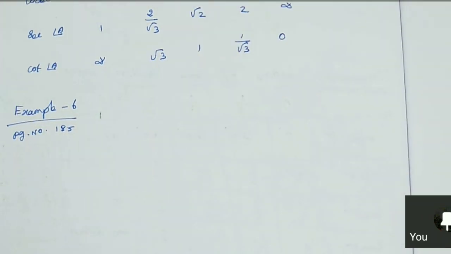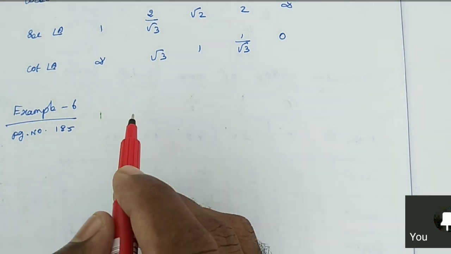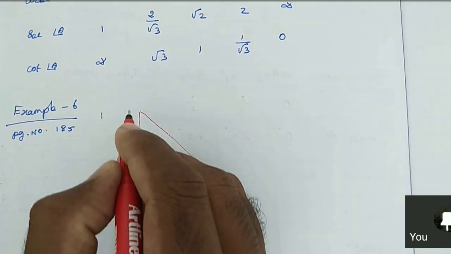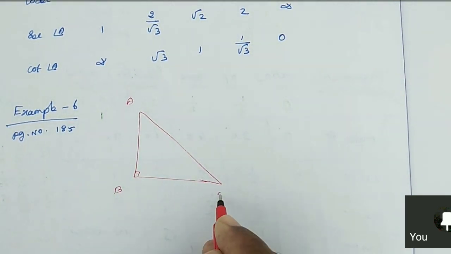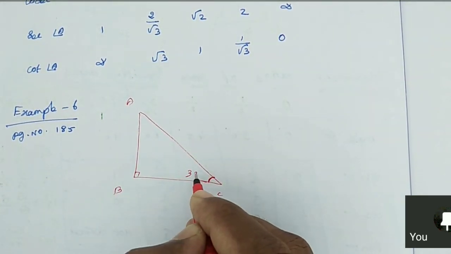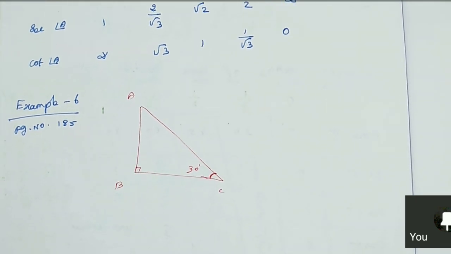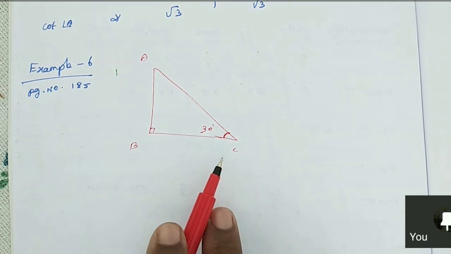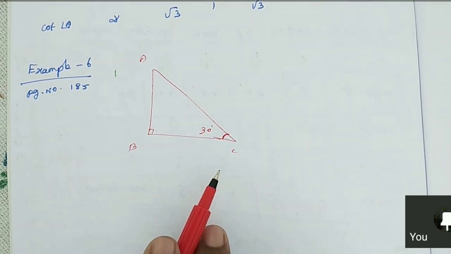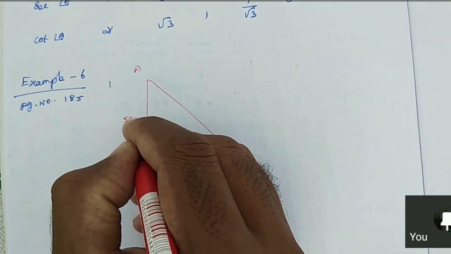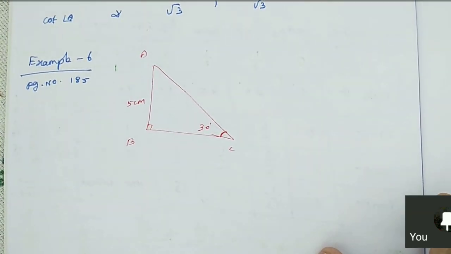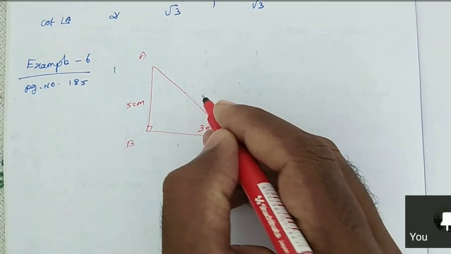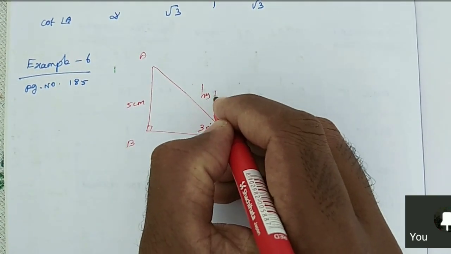Actually, here they given a diagram. Right angle at B, A, B, C. Here angle C is 30 degree. In the previous topic, we had a fixed angle theta, but here they given us a specific angle. Then AB value they given is 5 centimeter. So we should find the remaining two sides, that is the hypotenuse and one more leg.